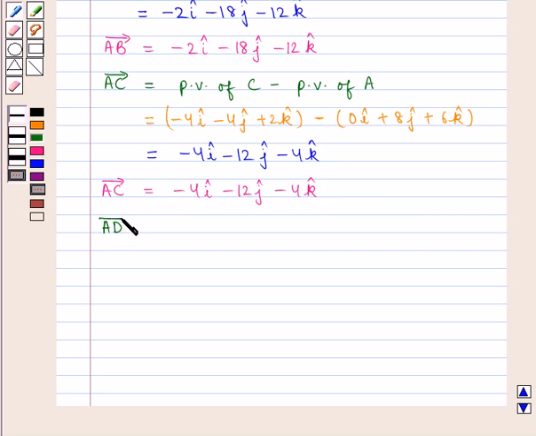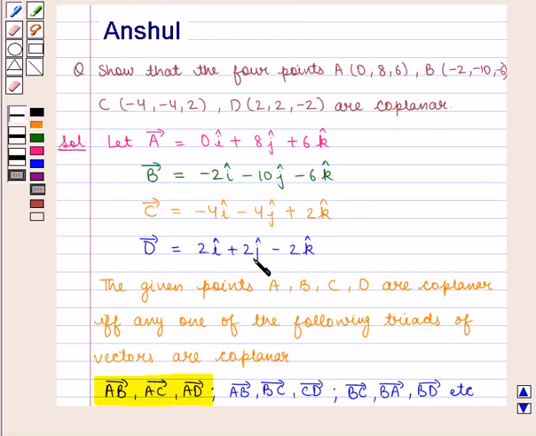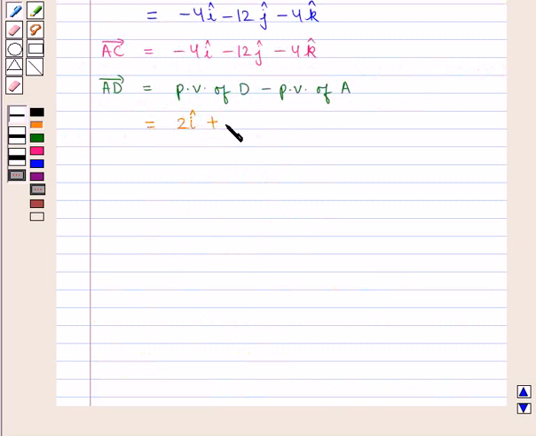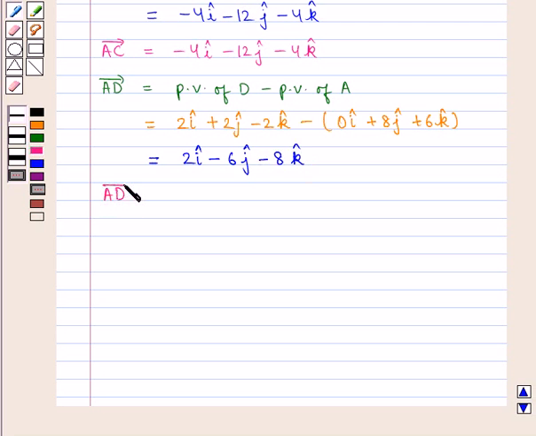Now vector AD is given by position vector of D minus position vector of A. Position vector of D is given by 2 i cap plus 2 j cap minus 2 k cap, and position vector of A is given by 0 i cap plus 8 j cap plus 6 k cap. So we have 2 i cap plus 2 j cap minus 2 k cap minus of 0 i cap plus 8 j cap plus 6 k cap, which gives 2 i cap minus 0 i cap, that is 2 i cap, plus 2 j cap minus 8 j cap, that is minus 6 j cap, minus 2 k cap minus 6 k cap is minus 8 k cap. Therefore, vector AD is equal to 2 i cap minus 6 j cap minus 8 k cap.